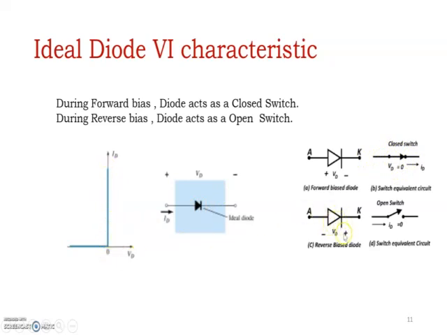Similarly, when VD is negative, you can see anode is connected to negative, cathode is connected to positive. It is going to act as an open switch. When the switch is open, current cannot flow. It's an open switch, right? So current is 0.